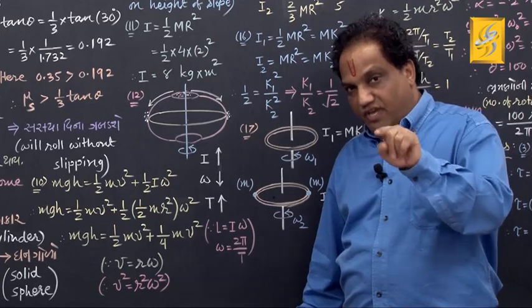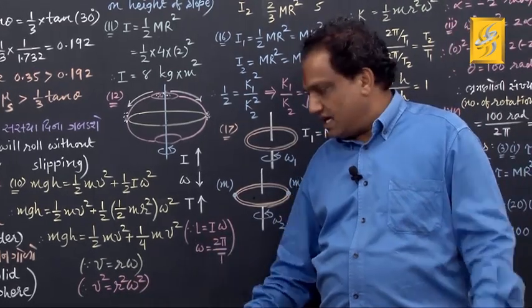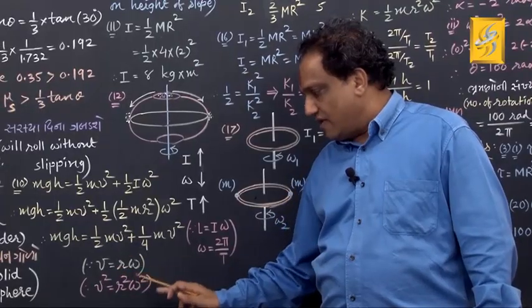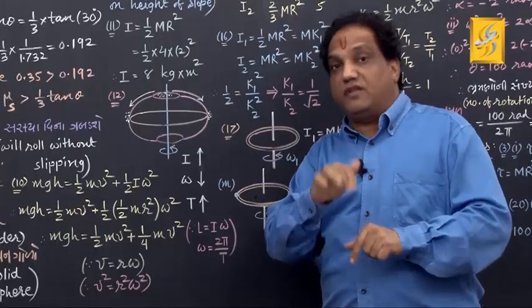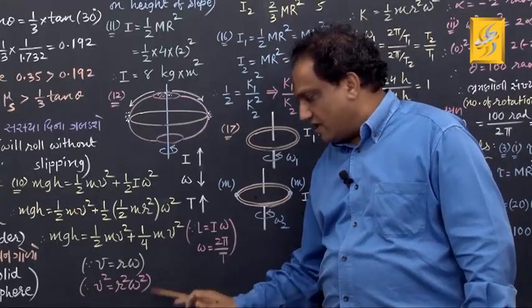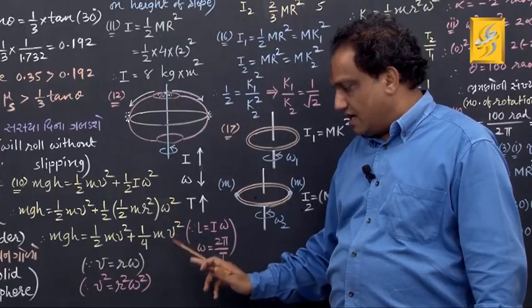Wait, do you know v equals r omega? So take squares on both sides. v square equals r square omega square. Reversing, instead of r square omega square, I can write v square.